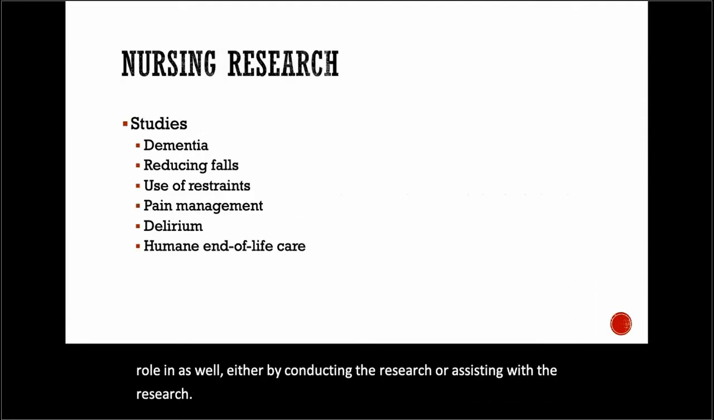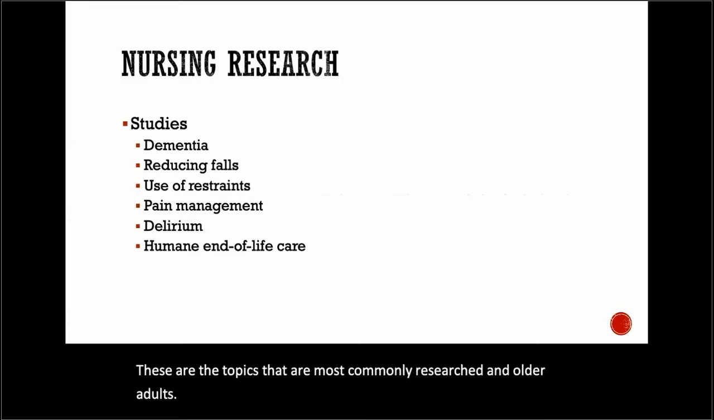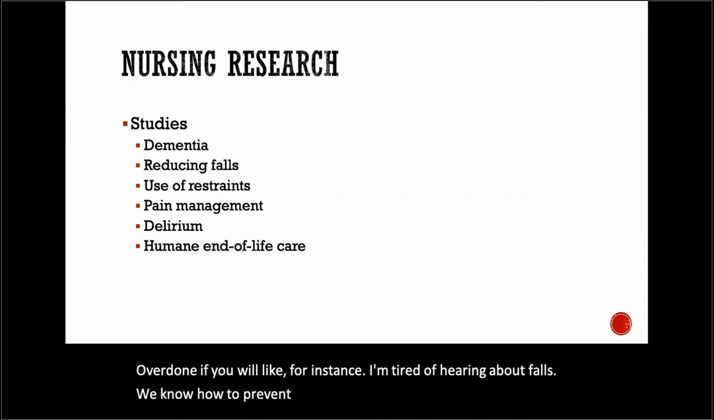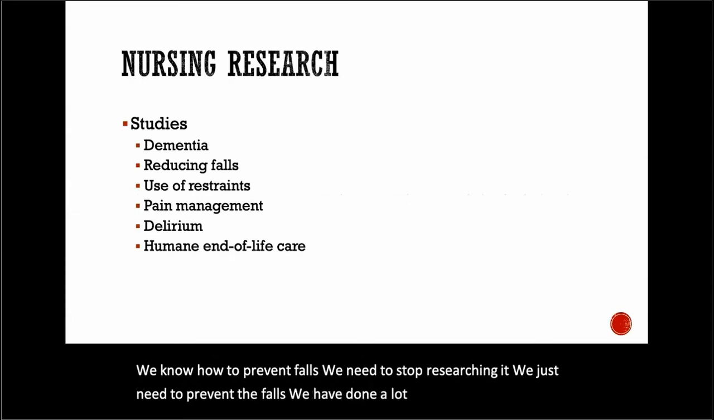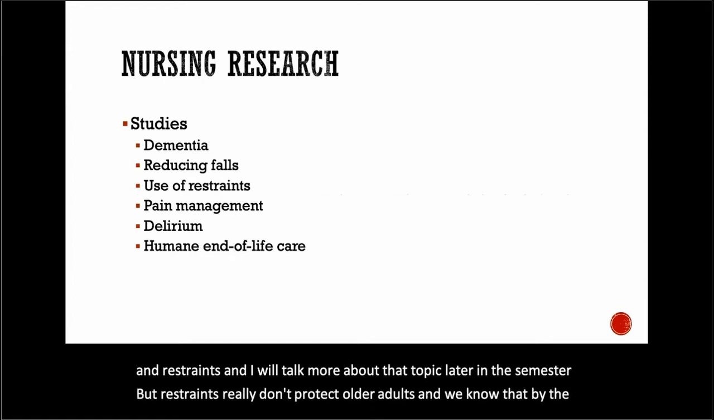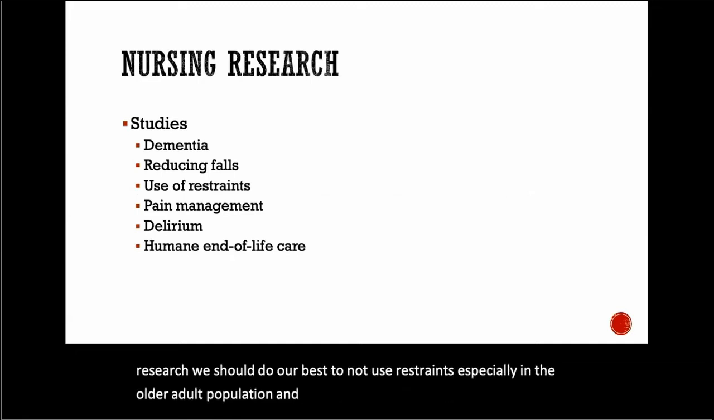These are the topics that are most commonly researched in older adults. Some of the stuff gets overdone, if you will. For instance, I'm tired of hearing about falls. We know how to prevent falls. We need to stop researching it. We just need to prevent the falls. We have done a lot of research on older adults and restraints, and I will talk more about that topic later in the semester, but restraints really don't protect older adults, and we know that by the research. We should do our best to not use restraints, especially in the older adult population. We've done a good bit of research on that, and therefore we need to implement that practice.